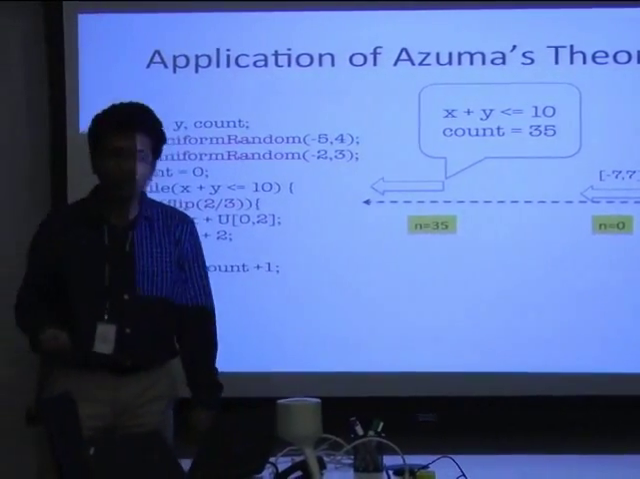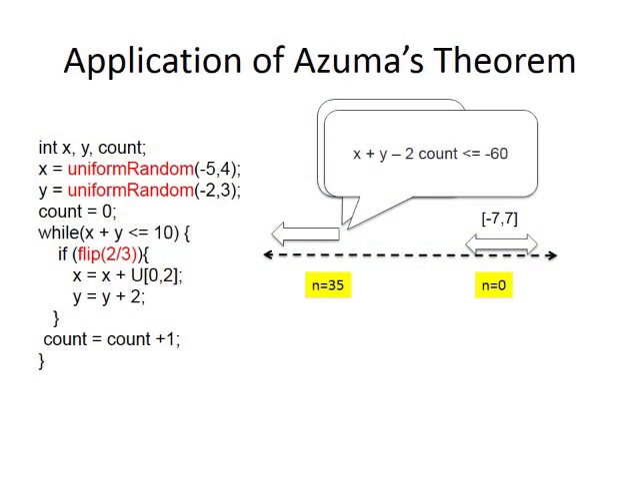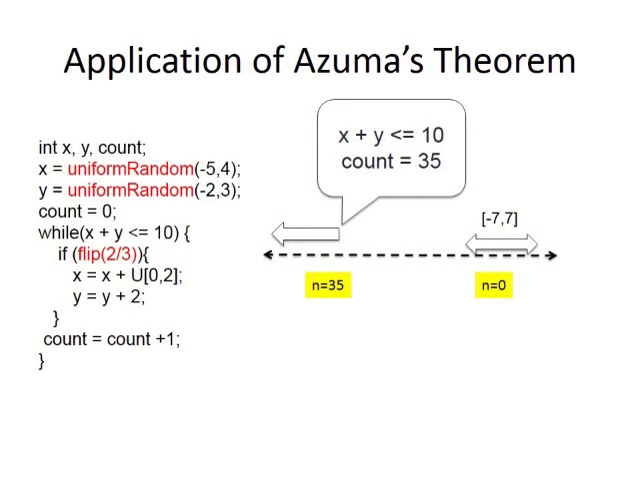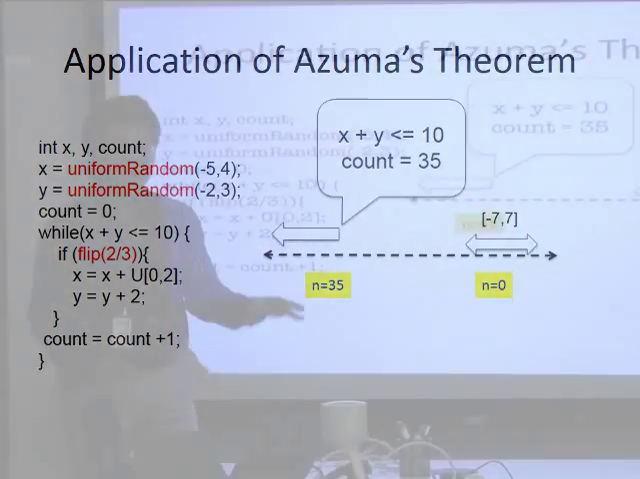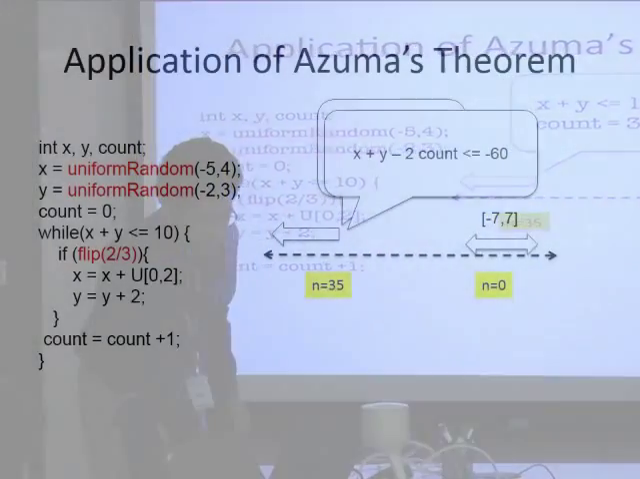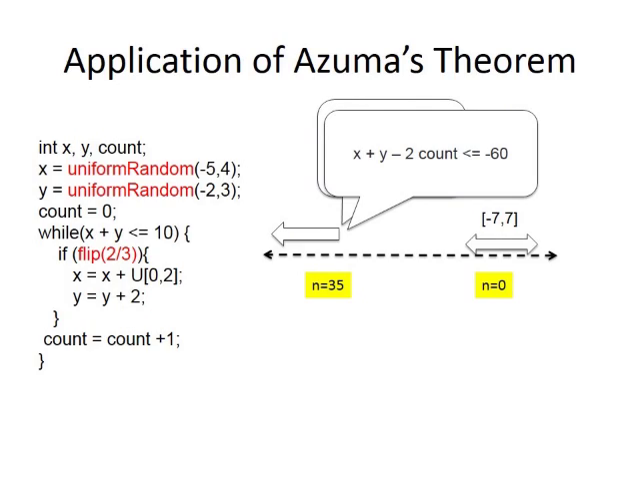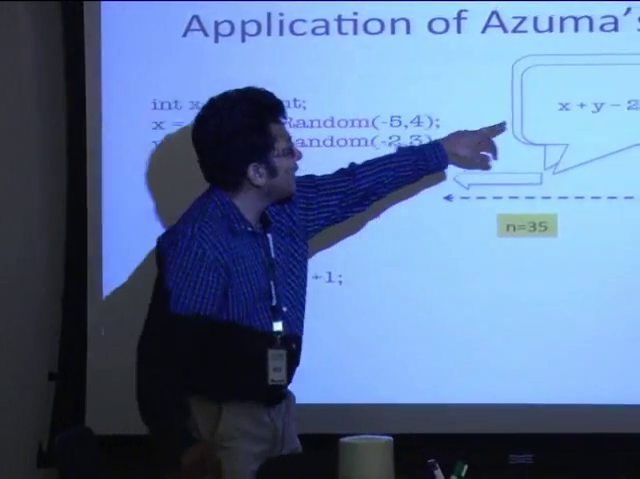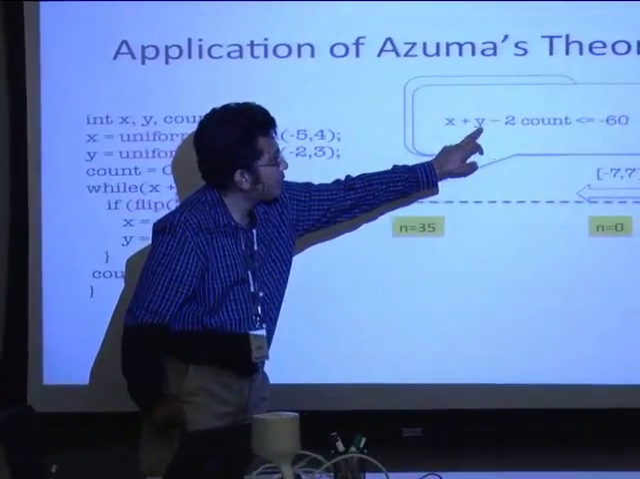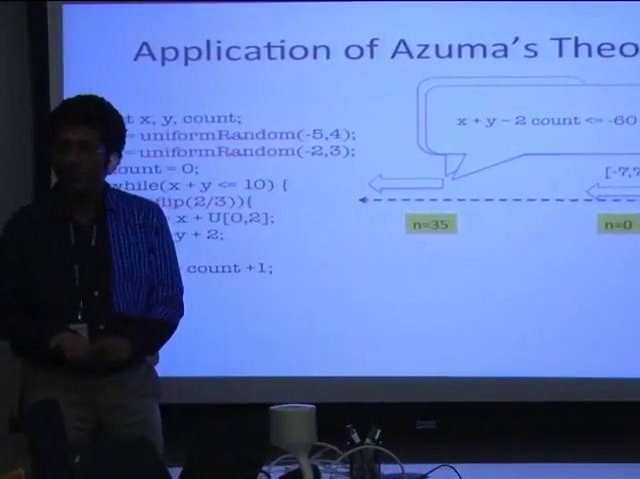That's what I want to find out. I use one step of Farkas lemma and I get a consequence in terms of my martingale. Because my martingale is not in terms of these two; my martingale is a different expression. But I can do a simple trick. I can say those two, x plus y less than equal to 10, count equals 35, in turn imply this, x plus y minus 2 count less than equal to 60.